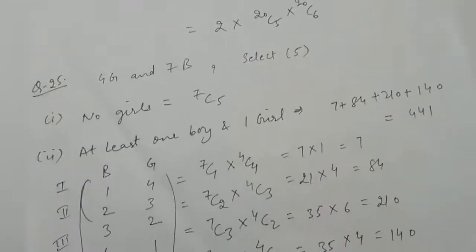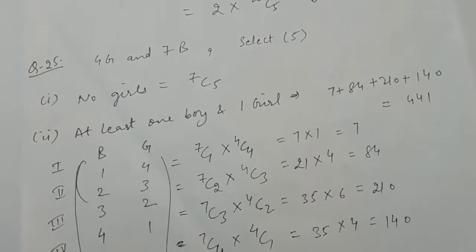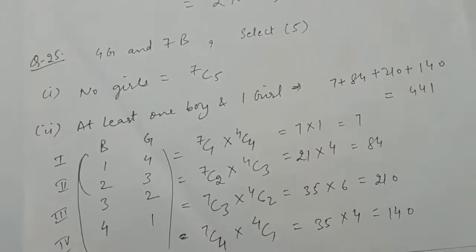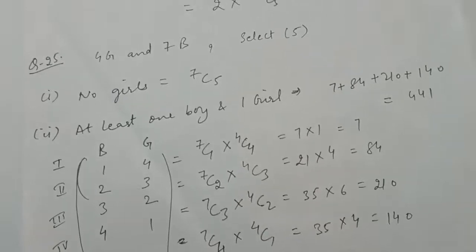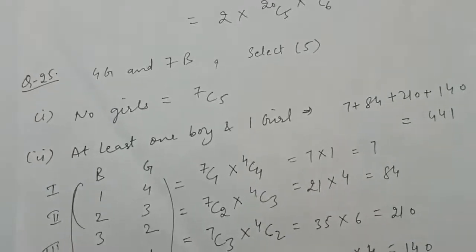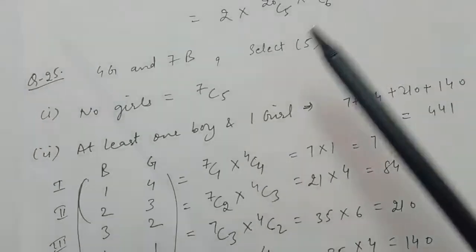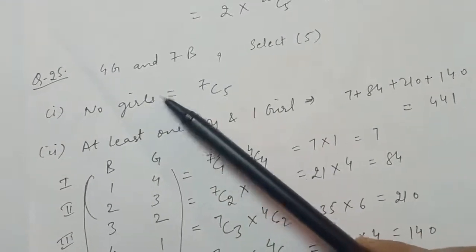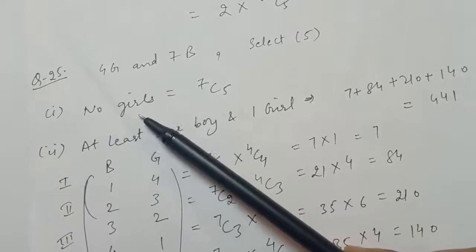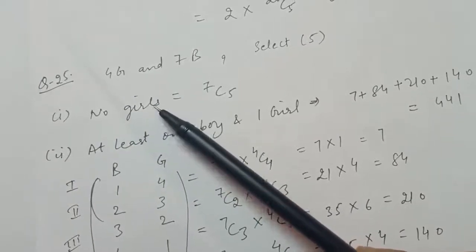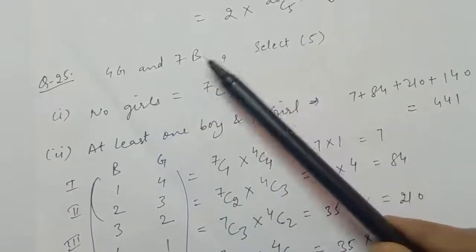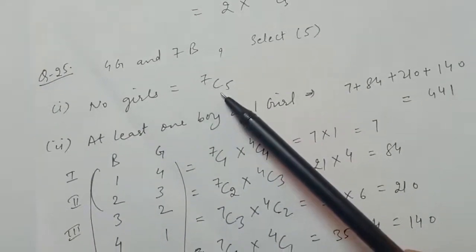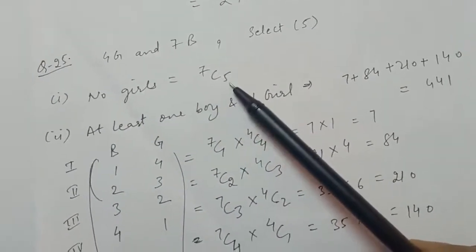Now question number 25 is: a group consists of 4 girls and 7 boys. In how many ways can a team of 5 members be selected if the team has no girls? We have to select a team of 5. There are 4 girls and 7 boys. The first case is, in how many ways can the selection be done if there is no girl? That is, all the team members should be boys. So out of 7 we have to select 5, which can be done in 7C5 ways.